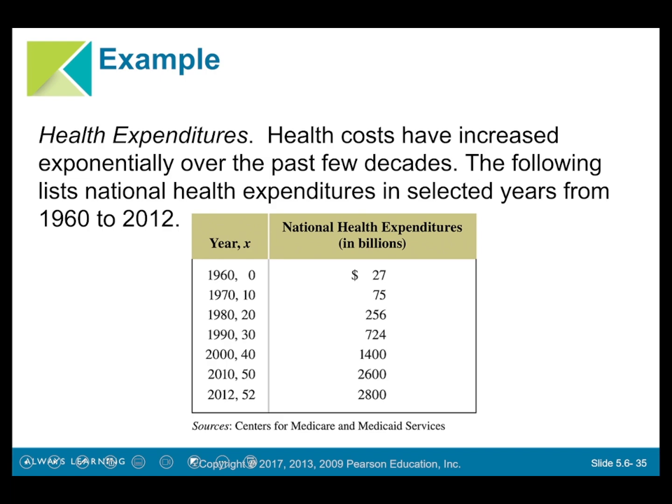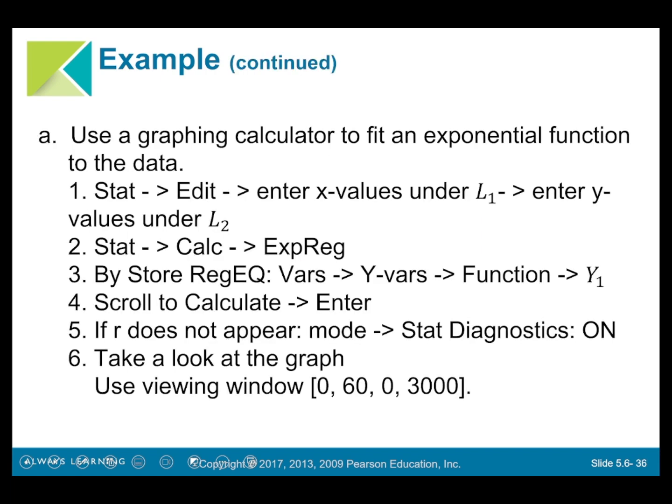So we're given this chart, which is really a bunch of points. And we say, oh, well, health costs have increased exponentially over the past few decades. It's quite relatable, especially nowadays. So the following lists the national health expenditures selected in years from 1960 to 2012. So we're given a bunch of years, which are our X values, and really X is going to be the number of years since 1960. And we're given our Y column, which is the national health expenditures in billions of dollars. We have all those Y values. So in part A, we're going to use a graphing calculator to fit an exponential function to the data. And I have all the steps for our calculator written down.